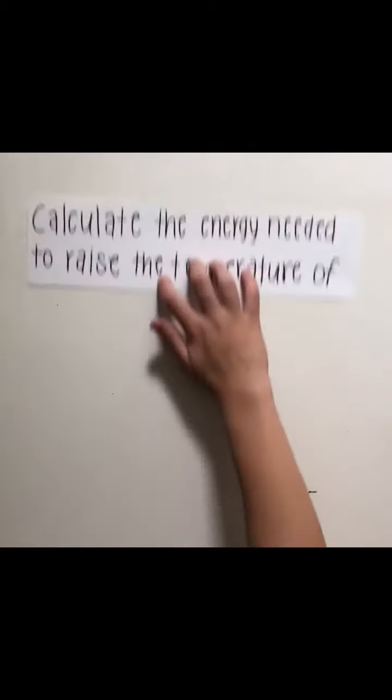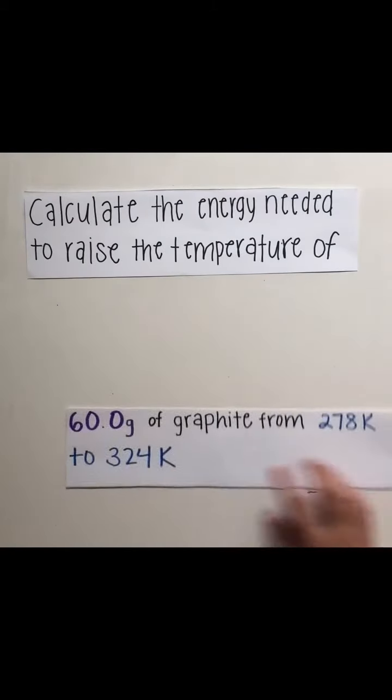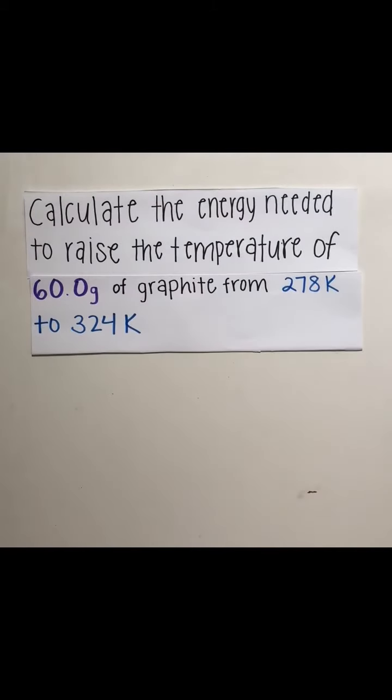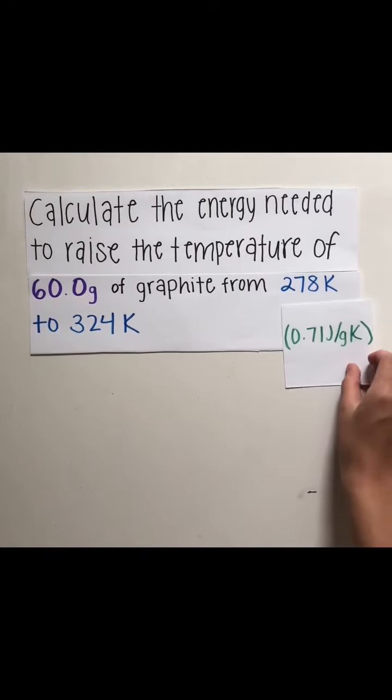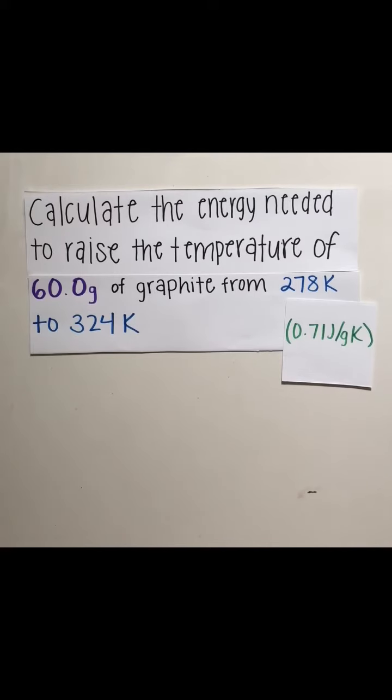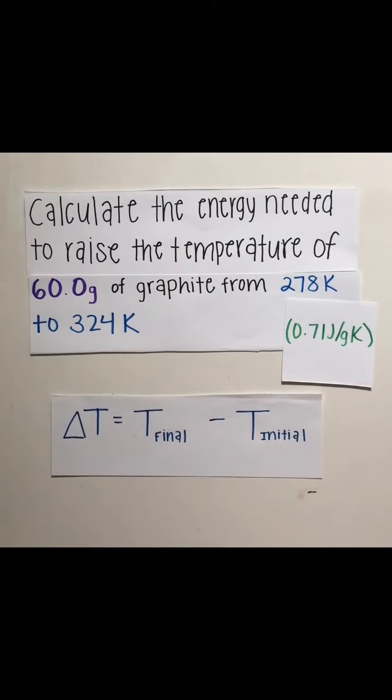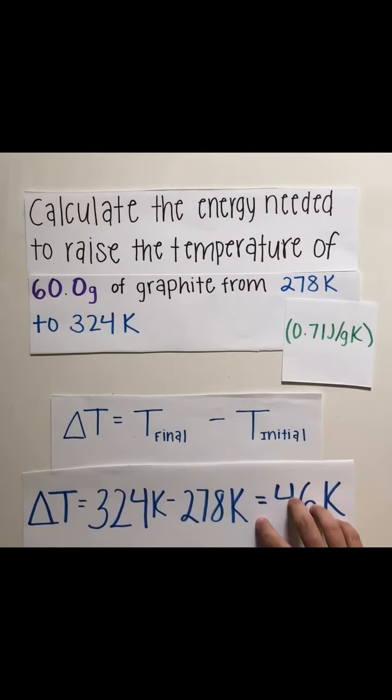Our first problem is a heated metal problem. Calculate the energy needed to raise the temperature of 60 grams of graphite from 278 kelvins to 324 kelvins. The specific heat of graphite is 0.71 joules per grams Kelvin. First, we have to calculate the delta T, the change in temperature. To do this, we subtract the initial temperature from the final temperature. In this case, we will do 324 kelvins minus 278 kelvins to get a final delta T of 46 kelvins.